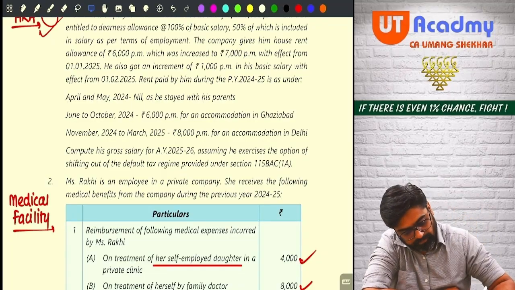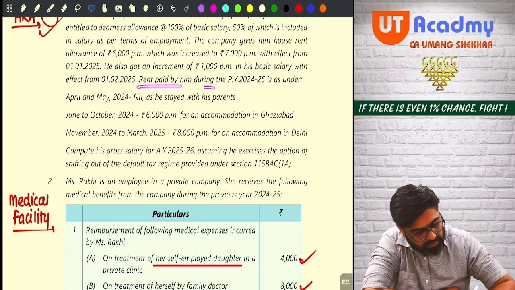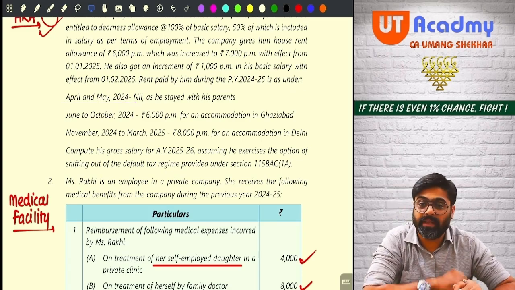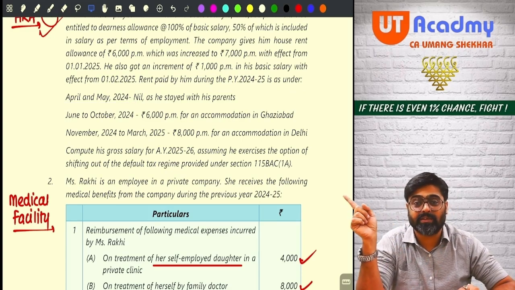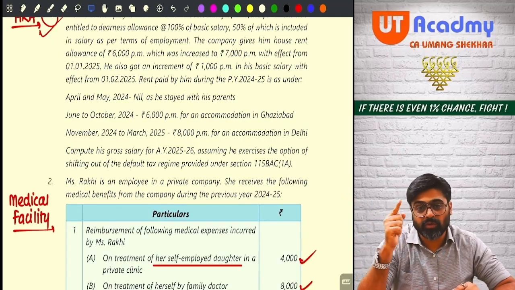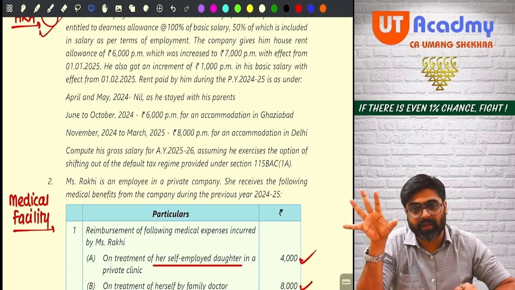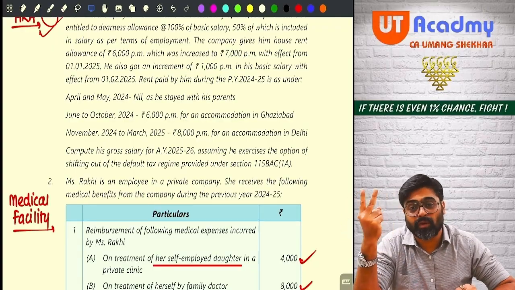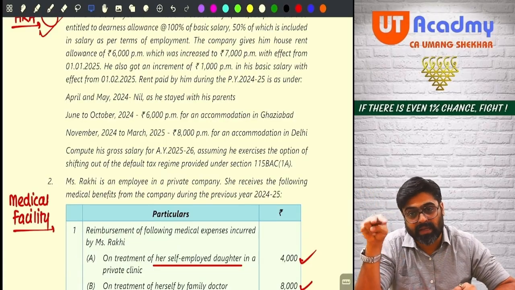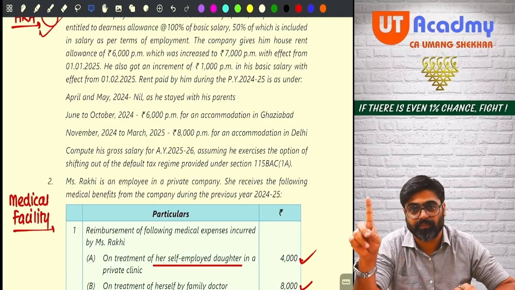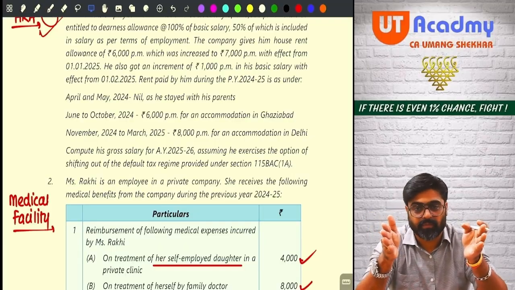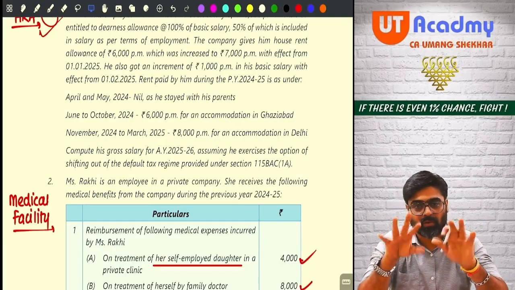Next one. Rent paid by him during the previous year 24-25 is as under. April and May, you have not paid the rent at all. Meaning that for the first 9 months, when my HRA was 6,000, I thought that I will be able to make the calculation together. But I will not be able to do that also, because for the first 2 months there is no rent paid. That means for the first 2 months, entire HRA will be taxable. No exemption. Then at least from June till December, 7 months, I will be able to do the calculations.